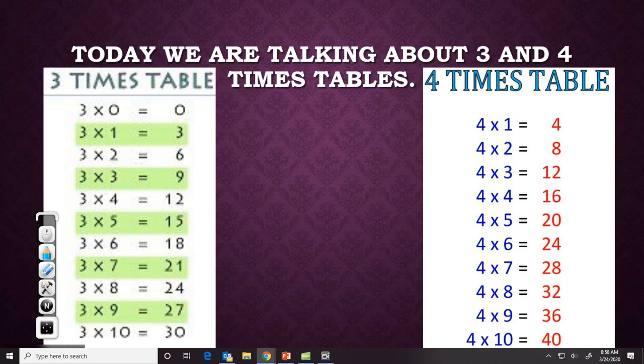All right, so today we're going to talk about the 3 and 4 times tables. Last day we talked about the 1, 2, and 5, and really it's just practice. I'll make sure to send home some flashcards that you can flip to practice as well, okay?